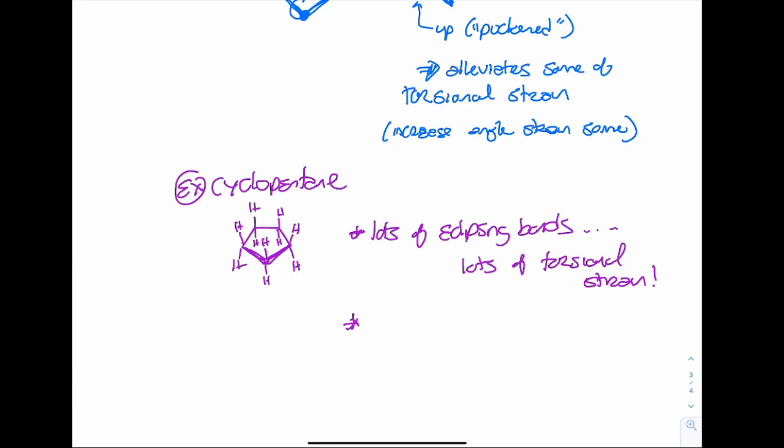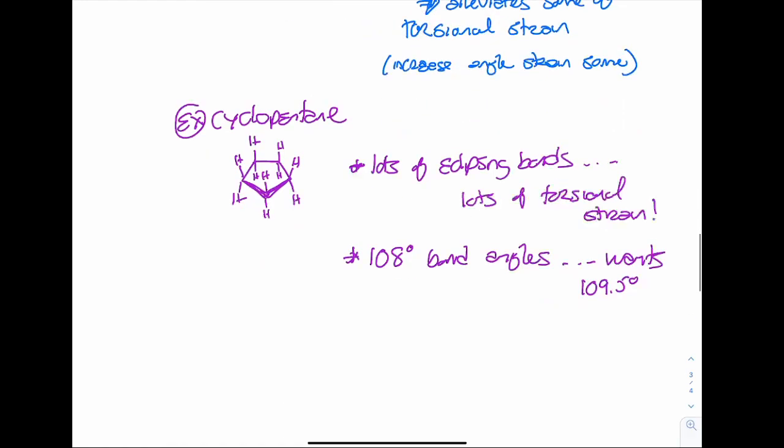As far as angle strain, it's actually not bad. It doesn't really have much angle strain. It actually has 108-degree bond angles. Still sp3 hybridized, still wants to be tetrahedral, so wants 109.5. So angle strain, not bad, right? But it has a lot of torsional strain. So this one also is going to adopt that non-planar geometry.